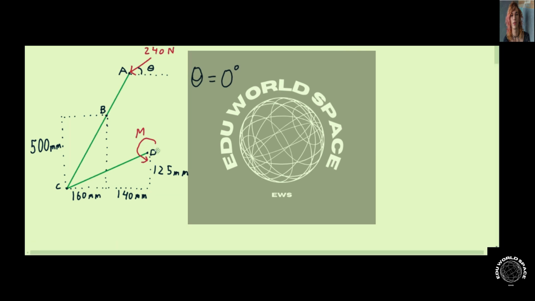We're asked to find the moment required to keep this system in equilibrium whenever an input force of 240 newtons is applied to the A position. And the problem tells us to use theta is equal to 0. So when theta is equal to 0, we can assume this input force to be applied directly horizontally. So this input force has no vertical component to it. It only has an x component.